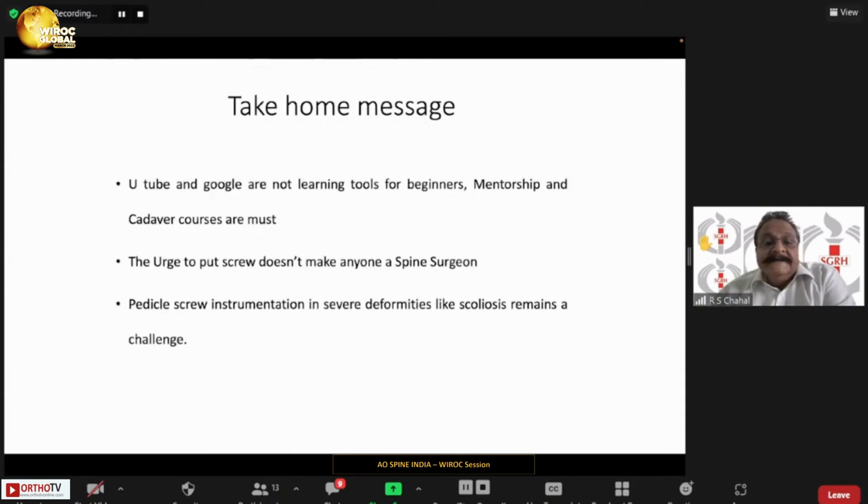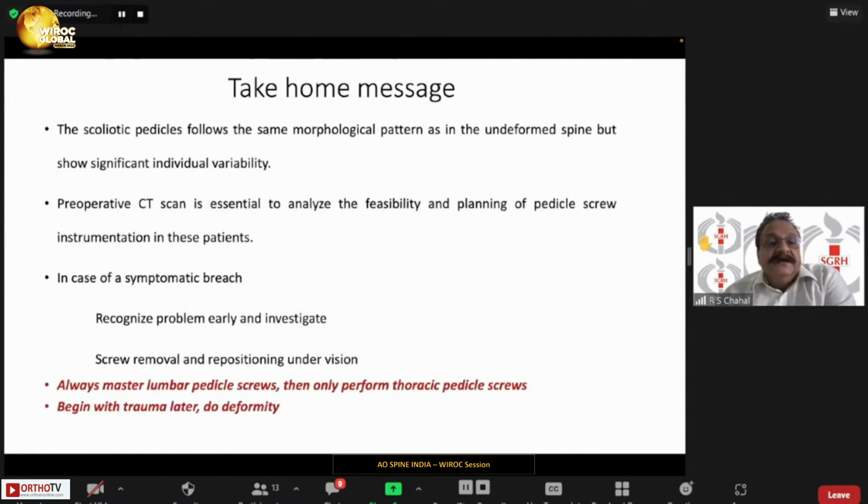So, take-home messages: YouTube and Google are not the learning tools for beginners. Mentorship and cadaver courses are a must. The urge to put in a screw doesn't make anyone a spine surgeon. Pedicle screw instrumentation in deformity like scoliosis remains a challenge. The scoliotic pedicles follow the morphological pattern of a deformed spine, but show individual variability. A preoperative CT scan is essential to analyze the feasibility and planning of pedicle screw instrumentation in these patients.